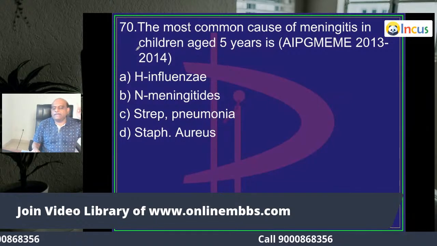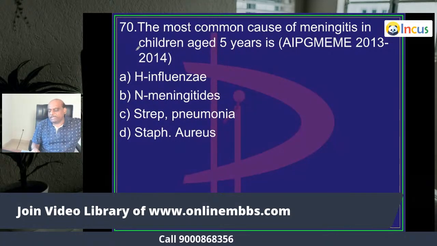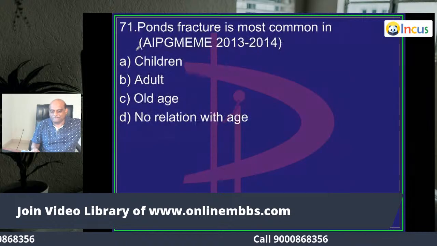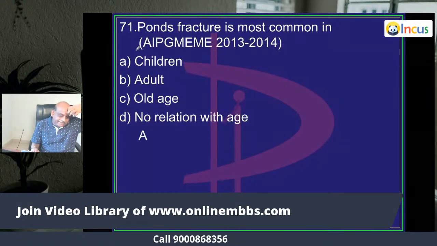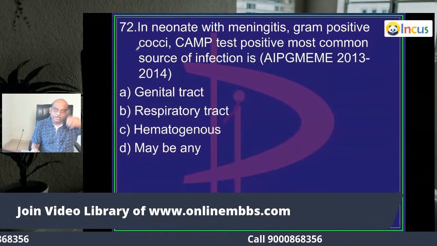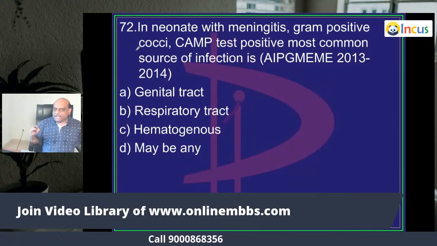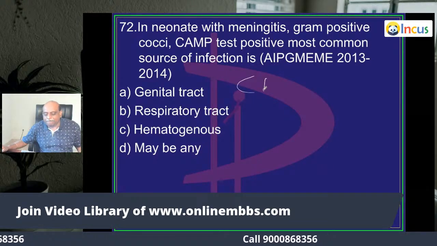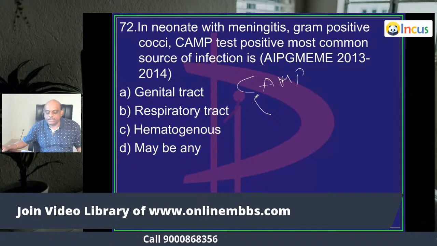Neuroblastoma. The most common meningitis in children aged 5 years is Neisseria. Pons fracture, children. Christie Atkinson Munch Peterson. What is that called? CAMP test.